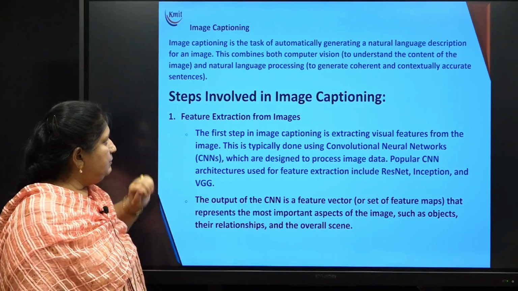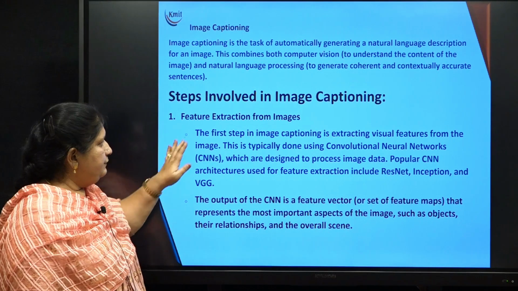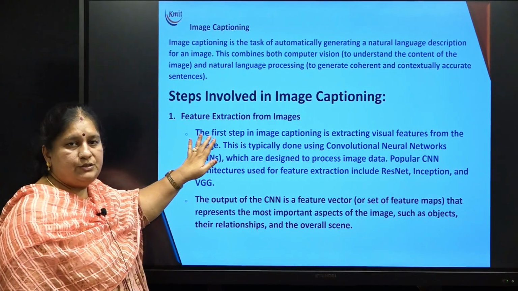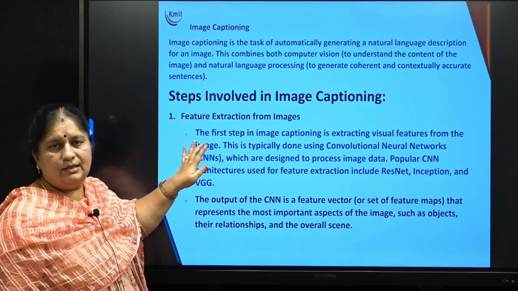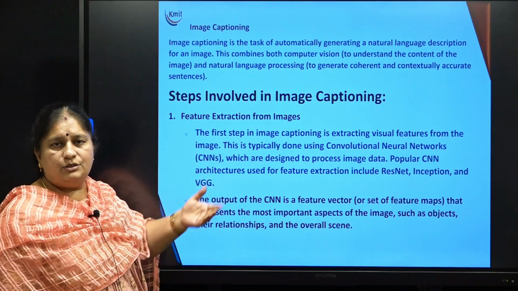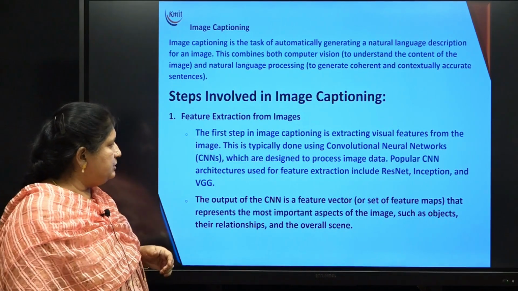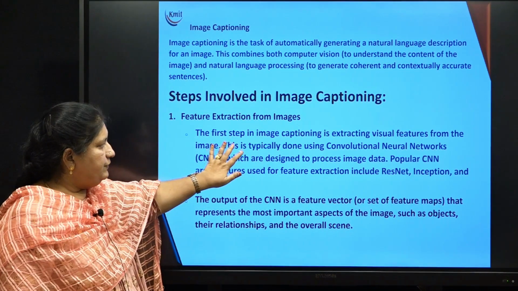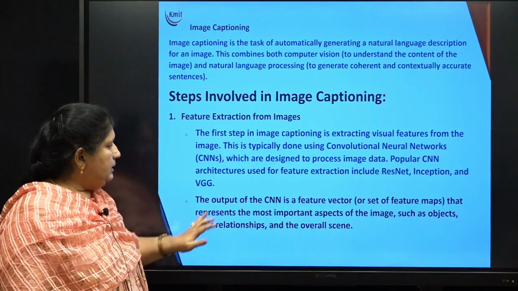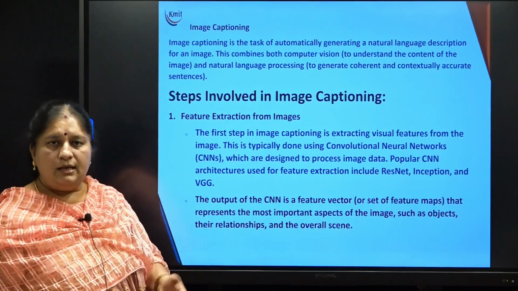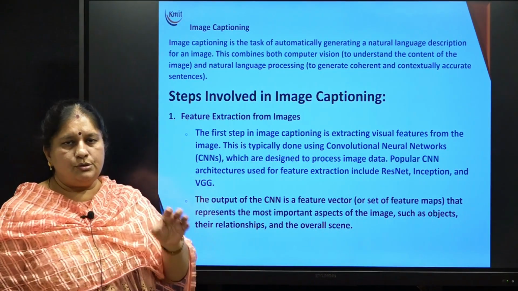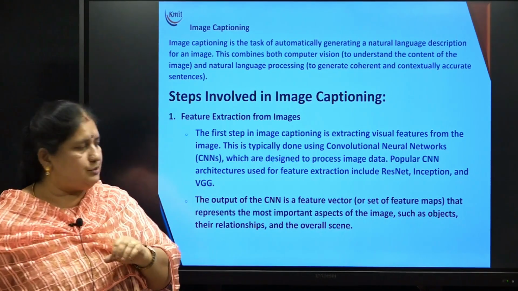What are the steps involved in image captioning? First, you need to extract the features from the image. Unless we understand the features of the image, we cannot generate the caption. So the first step is to extract the features from the images, for which we will be using the CNN. The output of the CNN is a feature vector which shows all the important features of the image.